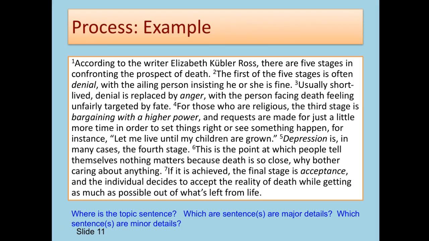According to the writer Elizabeth Kubler-Ross, there are 5 stages in confronting the prospect of death. The first of the 5 stages is often denial, with the ailing person insisting he or she is fine. Usually short-lived, denial is replaced by anger, with the person facing death feeling unfairly targeted by fate. For those who are religious, the third stage is bargaining with a higher power, and requests are made for just a little more time in order to set things right or see something happen. For instance, let me live until my children are grown.